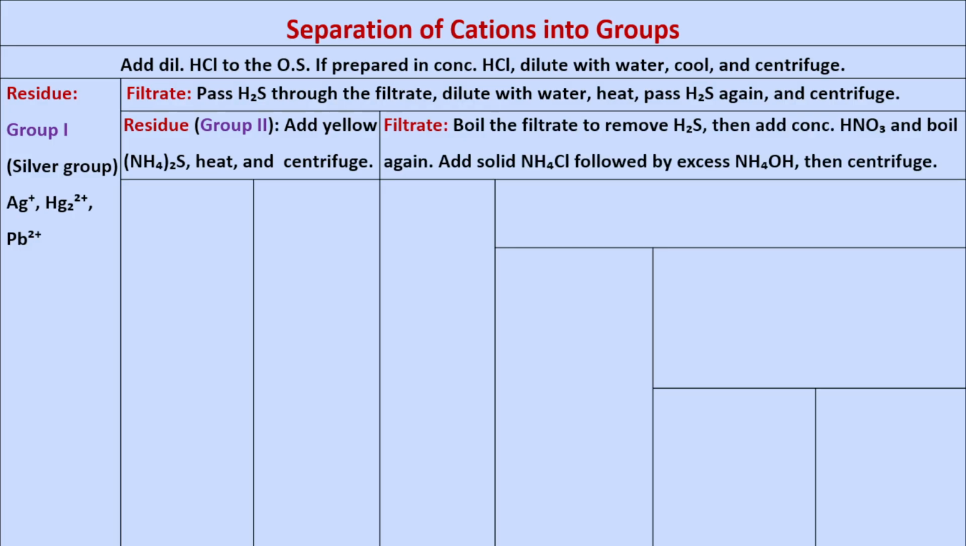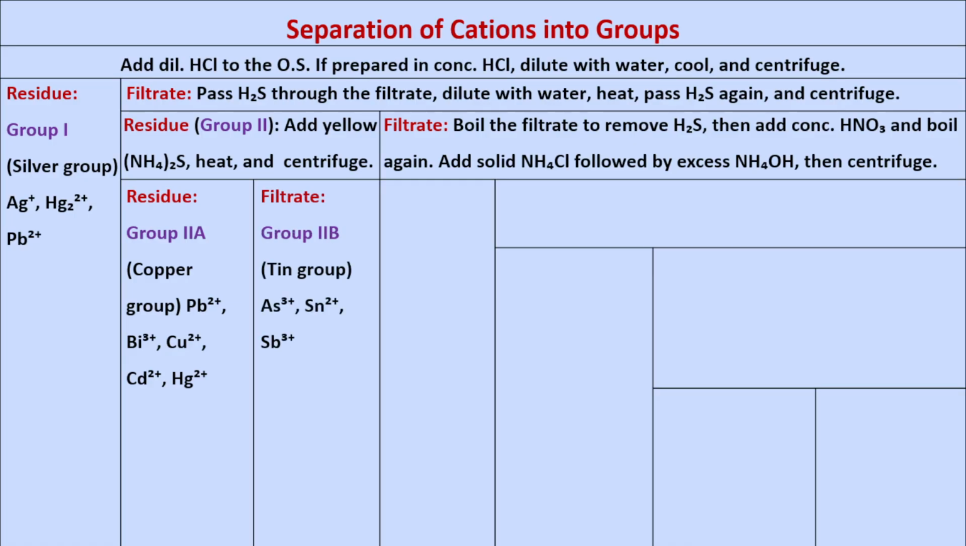To the residue of group 2, add yellow ammonium sulfide solution. Heat this mixture and then centrifuge it. The residue after this step may contain group 2A cations, which include bismuth, copper, cadmium and possibly lead and mercury if they are not fully removed earlier. This is called the copper group. The filtrate here may contain group 2B cations like arsenic, tin, antimony. This is referred to as the tin group.